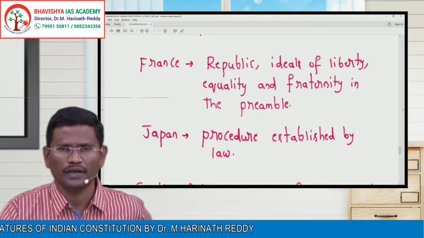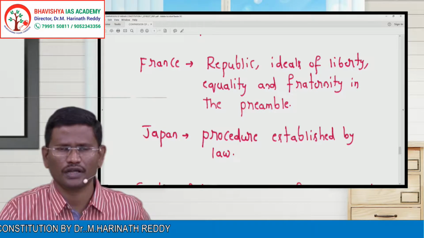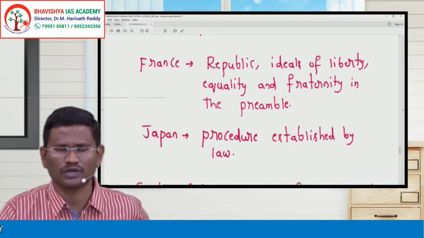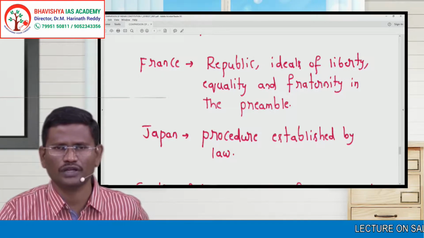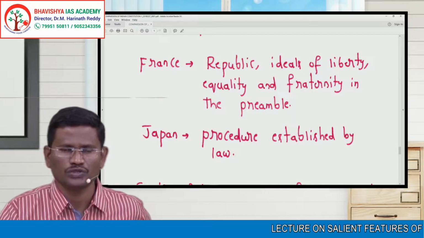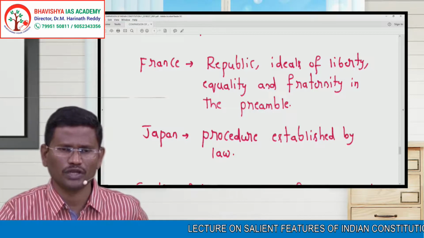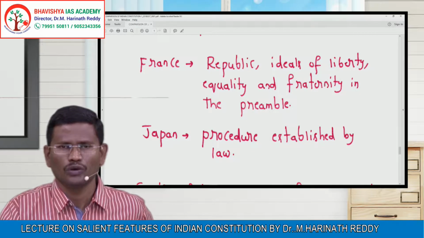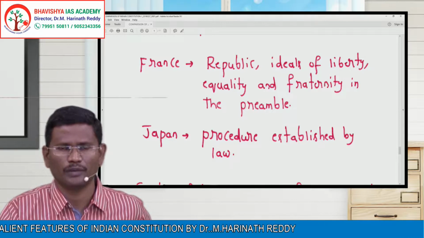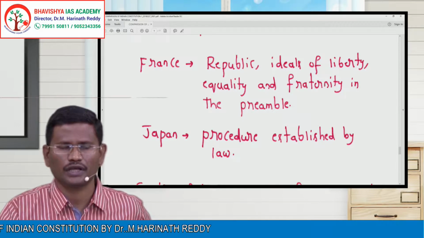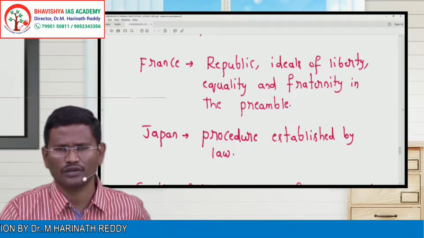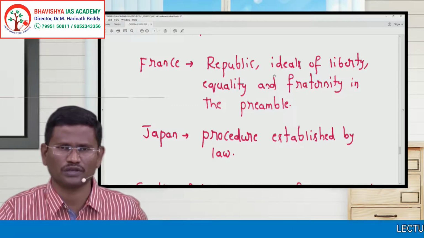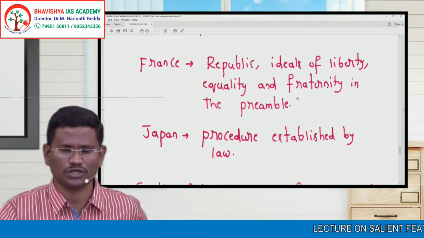But in Menaka Gandhi versus Union of India in the 1980s, the Indian Supreme Court borrowed the American concept of due process of law even into the Indian Constitution. So the original Constitution of India, which came into implementation on 26th January 1950, provided for procedure established by law. But in the 1980s, the Indian Supreme Court in Menaka Gandhi versus Union of India borrowed the American concept of due process of law into the Indian Constitution.